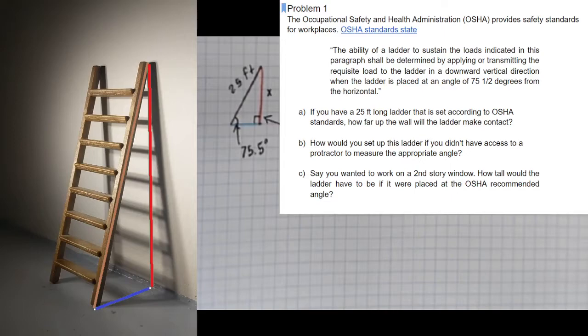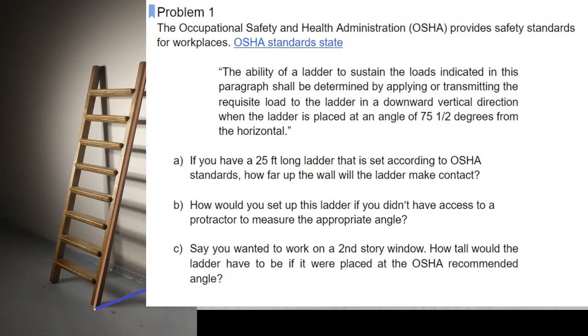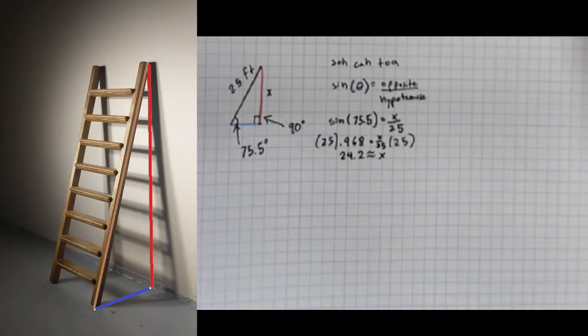Let's look at part B. Part B says, how would you set up this ladder if you didn't have access to a protractor to measure the appropriate angle? Now it says this ladder, so it is referring still to the 25-foot long ladder that we used in part A. So we need to figure out how to find it without having the angle measurement right here, that we know is 75.5.